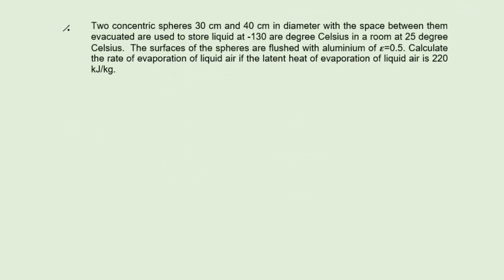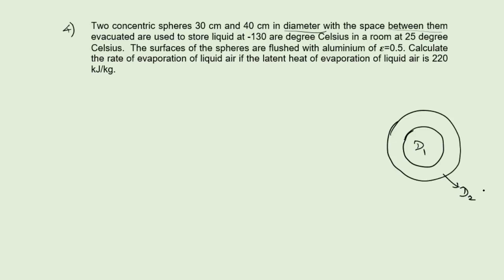This is the fourth problem in our series. So I am writing 4. Two concentric spheres of 30 centimeter and 40 centimeter in diameter, with the space between them evacuated, are used to store liquid at minus 130 degrees Celsius in a room at 25 degrees Celsius. So this is D1, this is D2.